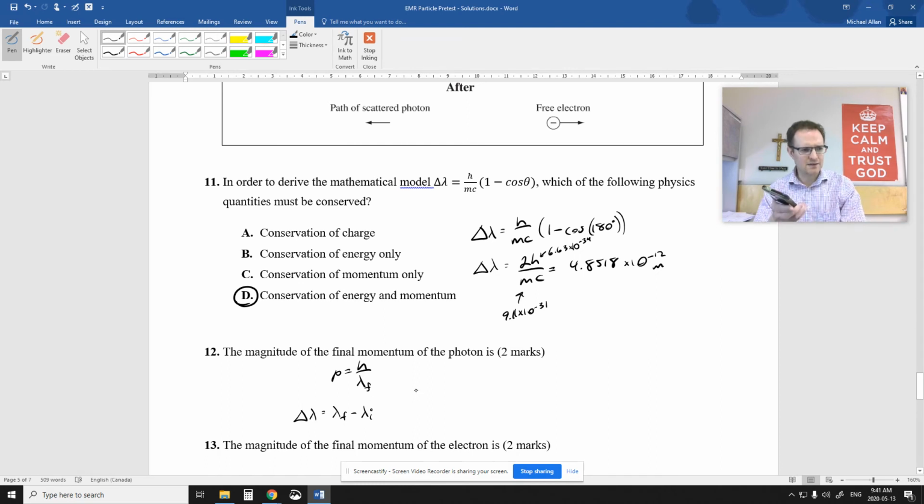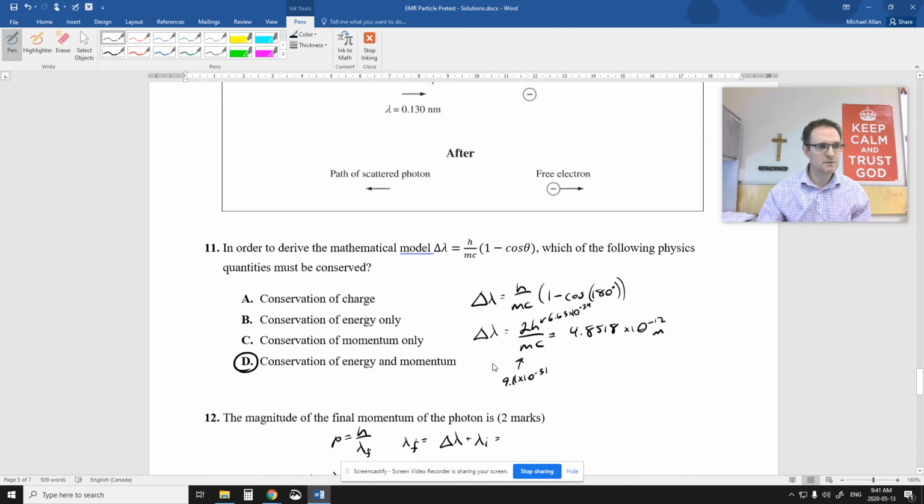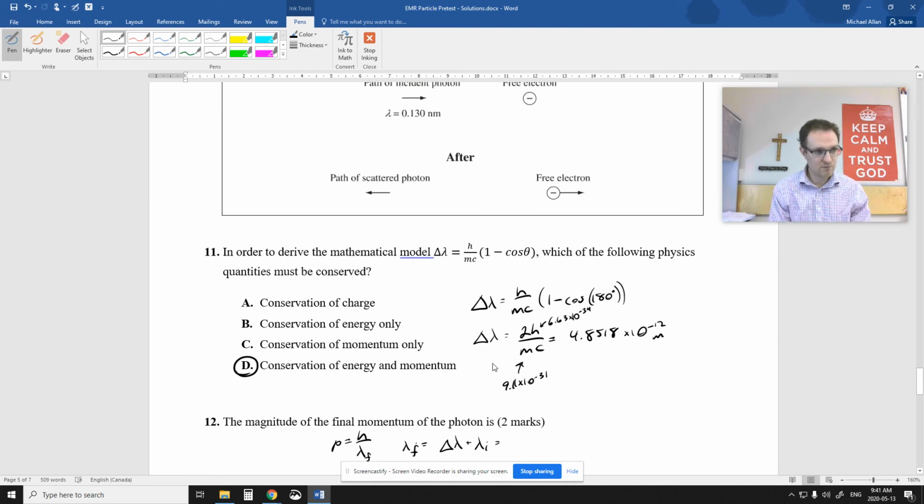So I'm going to use that down here to find my initial. I'm going to do the change plus my initial, my final. Change plus my initial. It's going to add on. Go up here just a bit so I can see the wavelength there, 0.13 nanometers, so times 10 to the -9.